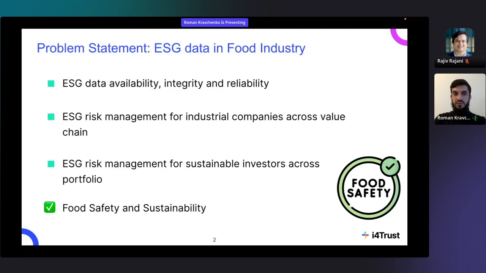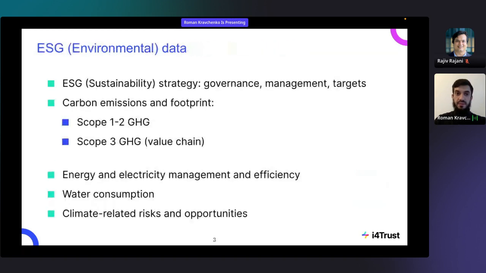Automate the process of ESG risk management for industrial companies across the value chain. And finally, improve food safety and sustainability. By ESG data, first of all, we consider the environmental pillar, and this data includes the ESG sustainability strategy of the company, data about carbon emissions and footprint under 3 scopes, data regarding energy and electricity management and efficiency, water consumption, and finally, climate-related risks and opportunities.